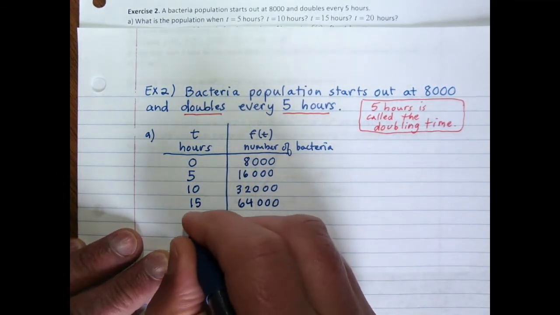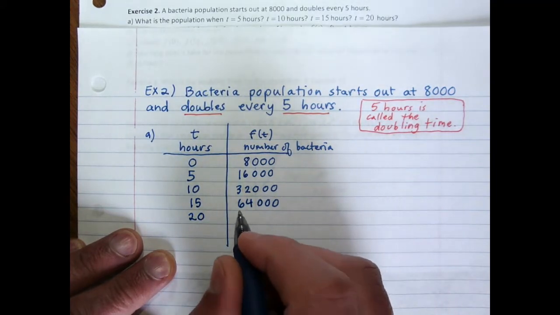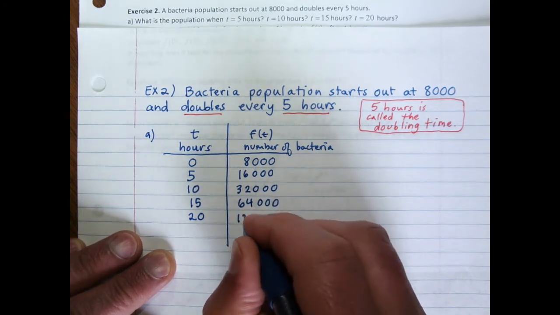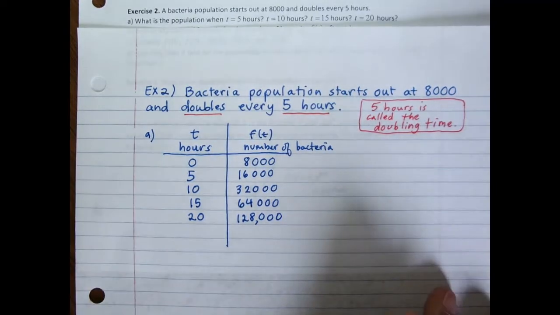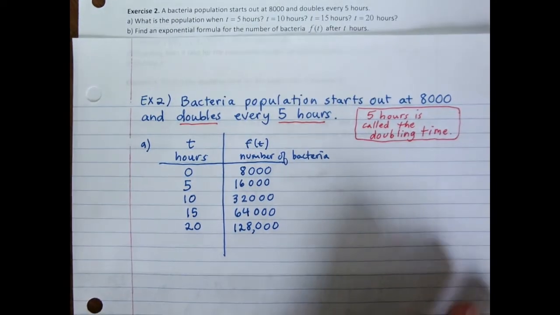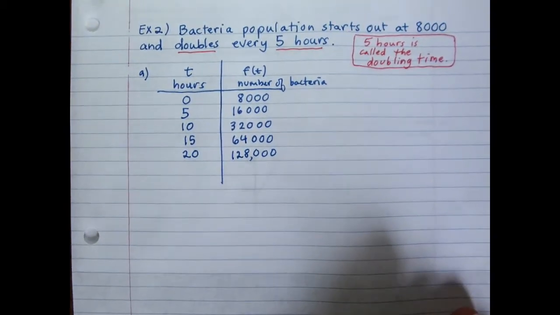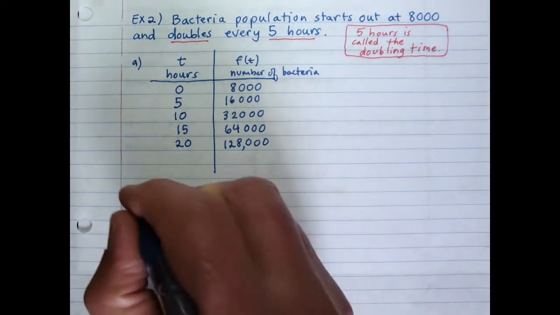5 more hours goes by, we get to 20 hours. And we're going to double the population again. 2 times 64,000 is 128,000. So that's just meant to illustrate what's going on when we talk about a doubling time for a population. Okay. Now what we want to do is find a formula.